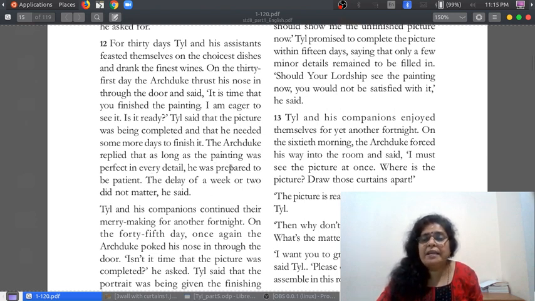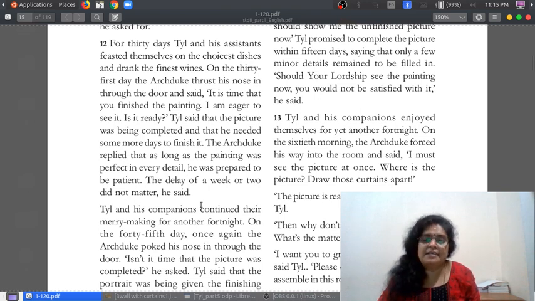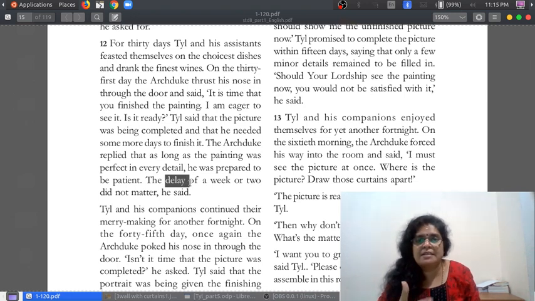As long as the painting was perfect in every detail, he was prepared to be patient. So I think your painting is perfect. So no problem. You can take one or two more weeks. That's all. Okay. The delay of a week or two did not matter, he said. Delay. What do you mean by delay? Late. Delay.